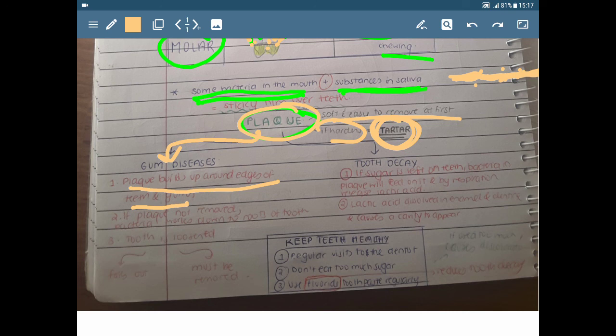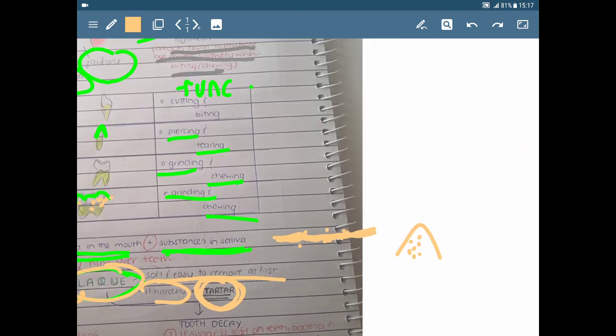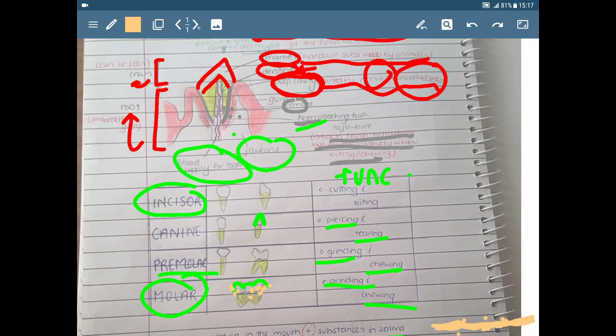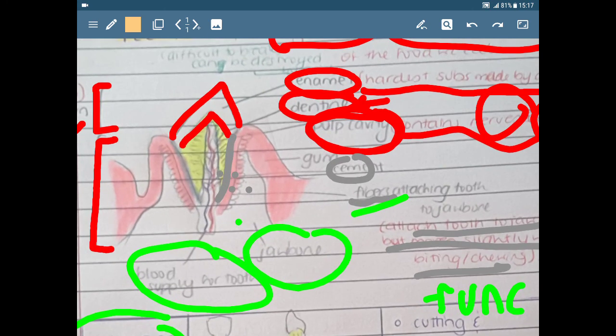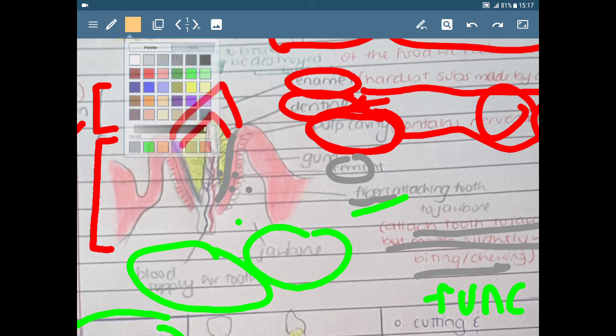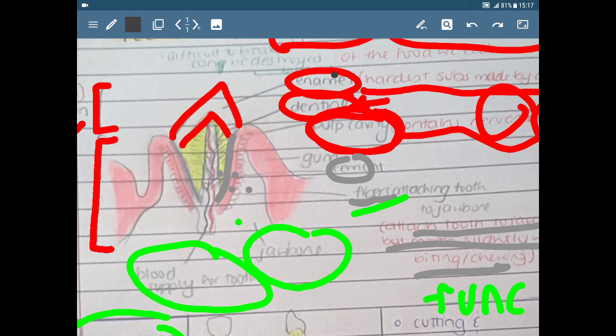The bacteria works its way down to the roots of the tooth and causes the tooth to either fall out or it must be removed. So let's say we have this figure here. There's another tooth on the side. Let's draw one like here. Draw it using, let's say, black.